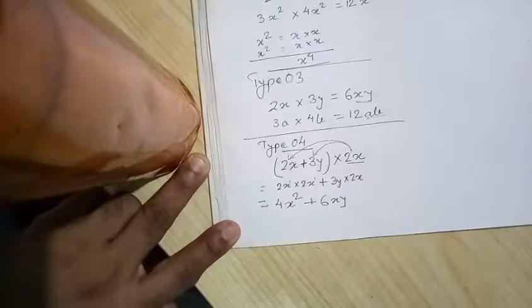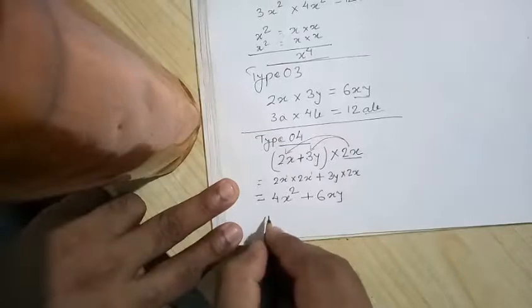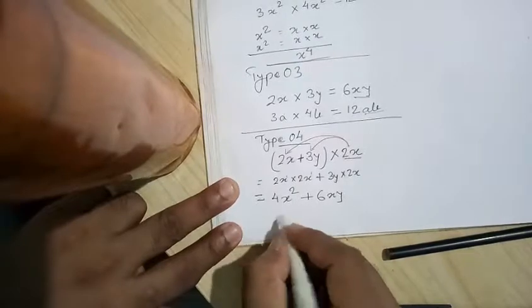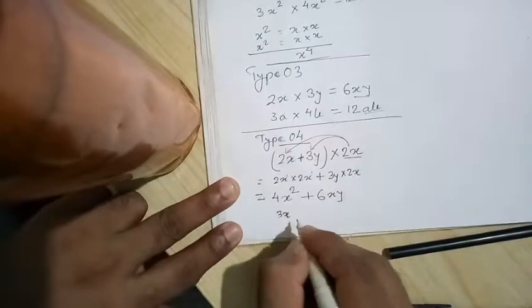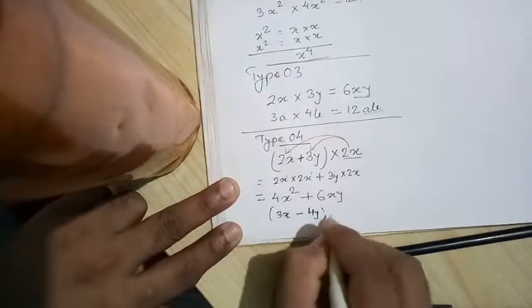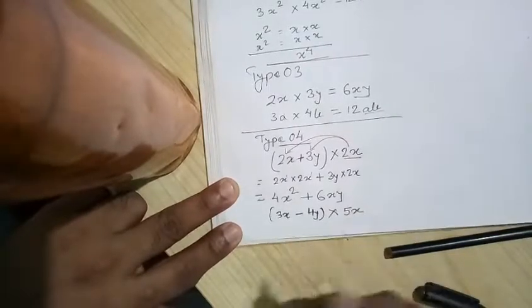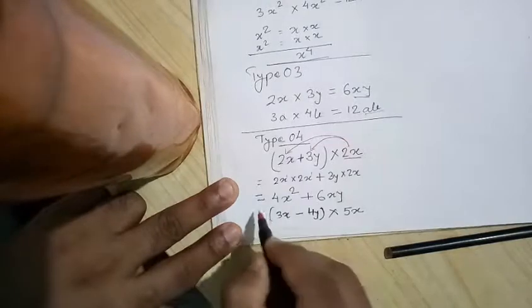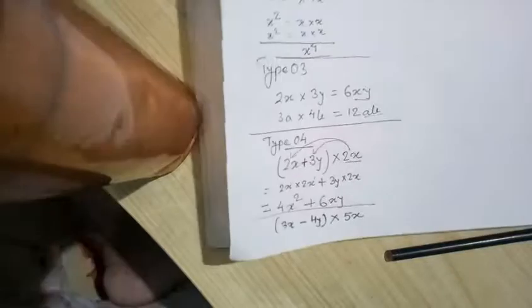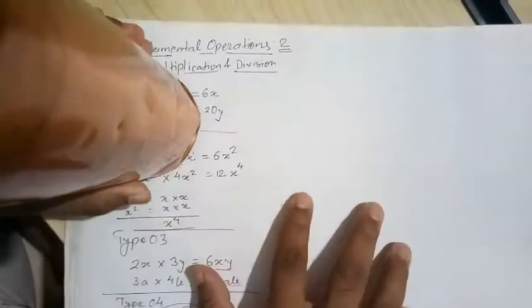And the next time, okay, I forgot, I need to give you one more example to practice. So practice with this. Suppose you have this time 3x minus 4y multiplied with 5x. Try out this. You can pause the video to give an answer to this. I'm not writing the answer over here. So let's move to the next type.